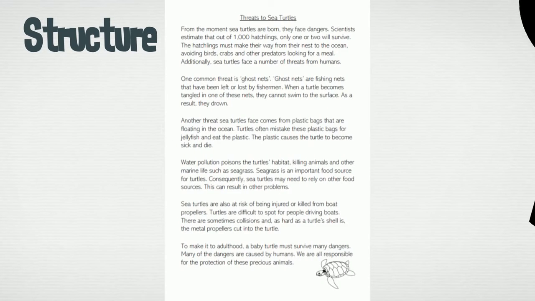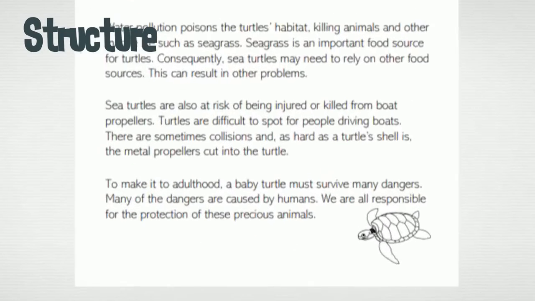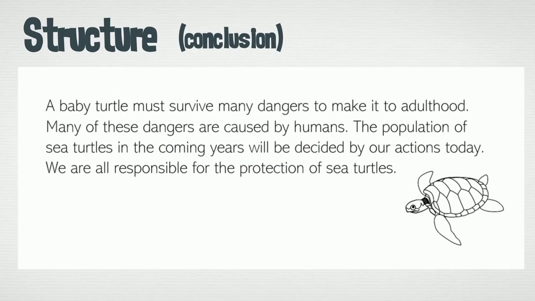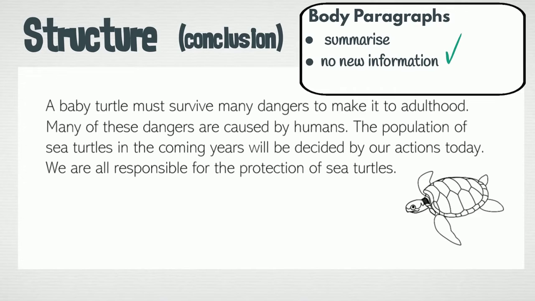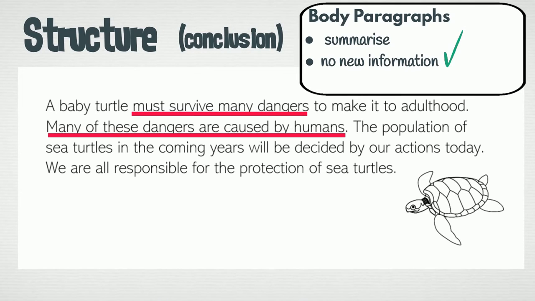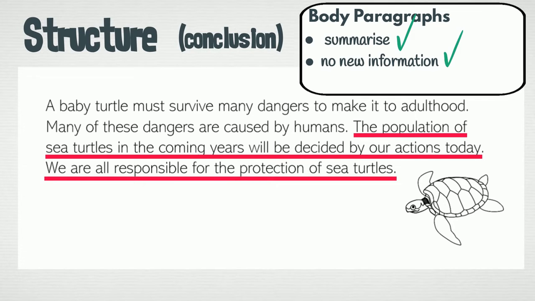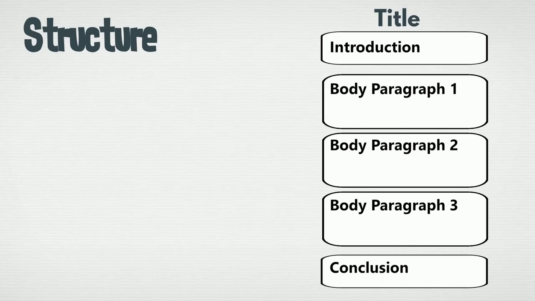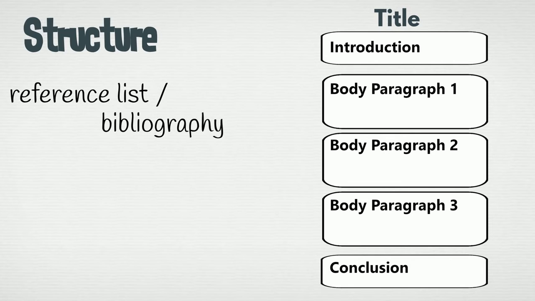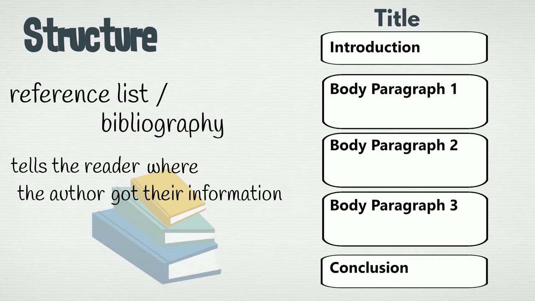Let's take another look at the report Threats to Sea Turtles, specifically the conclusion paragraph. No new information has been introduced here, and we can see that it wraps up the main idea of the report for the reader. Sometimes the conclusion might leave the reader with something to think about. The author of this report has done that here. Finally, a reference list, or a bibliography, should be included to let the reader know where the author of the report got their information.